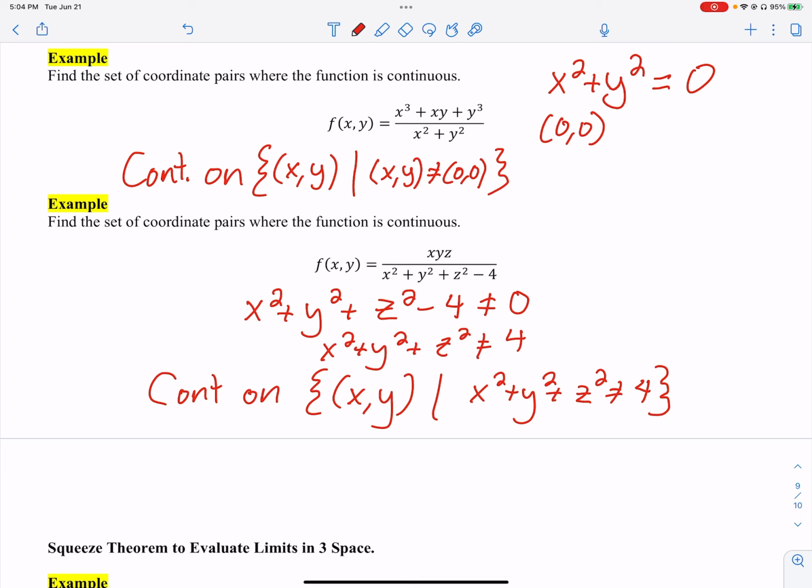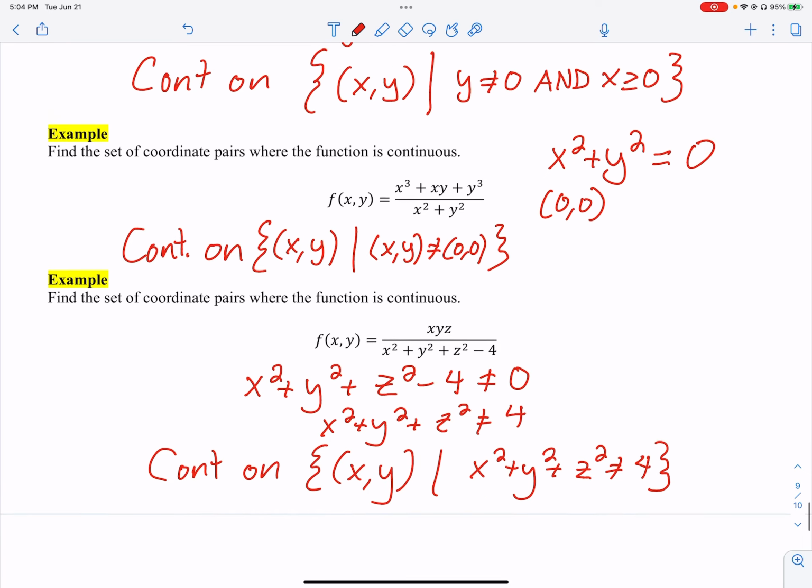Now, hopefully you know what that is. That's a sphere of radius 2. So you get all of 3 space except for that sphere. You can pick any of those points, x, y, and z, in 3 space, except for this point on the sphere. It can be inside the sphere, it can be outside the sphere. Those will work in this function, except for that sphere.